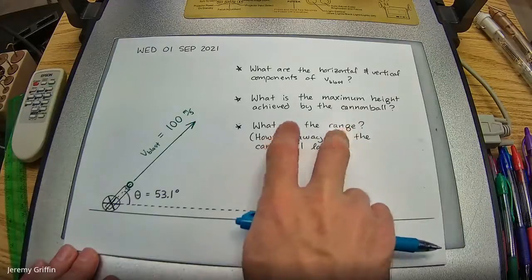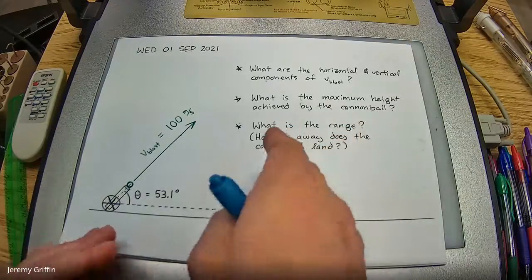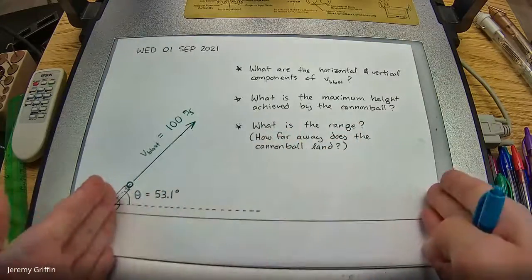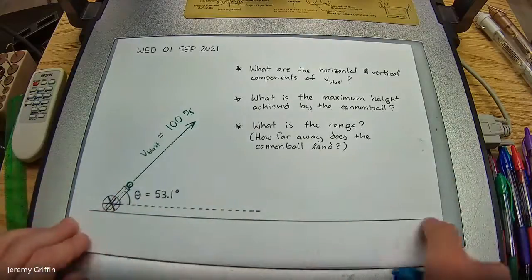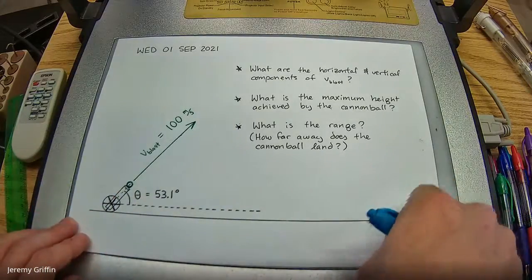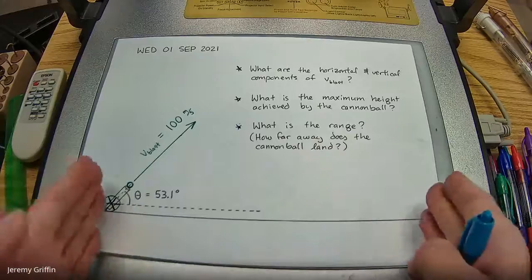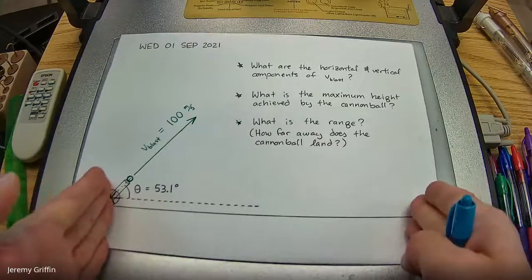And the next question, the last question I have here: what is the range? That's to say, how far does it go horizontally before it lands on the ground? Maybe this is a very long, flat plane, and we were trying to hit a target over here. That might be a good number to know. How far does the cannonball go?